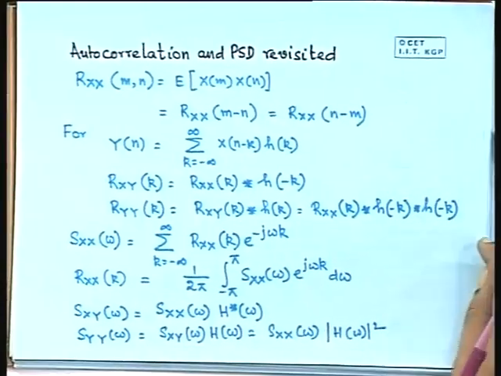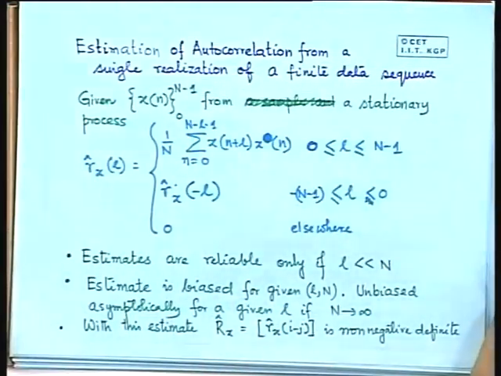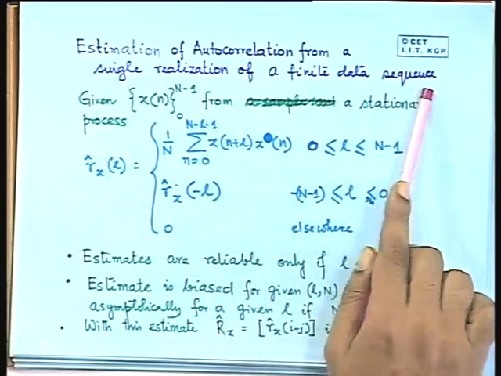So now we come to our actual problem. The first problem is to estimate the autocorrelation from a single realization of a finite data sequence.